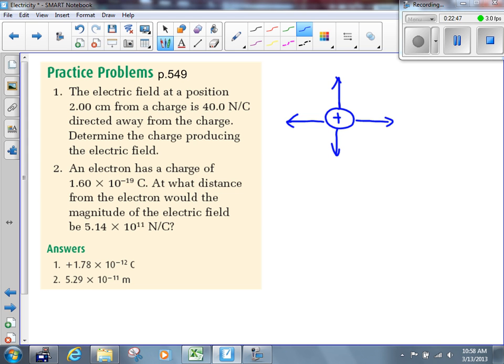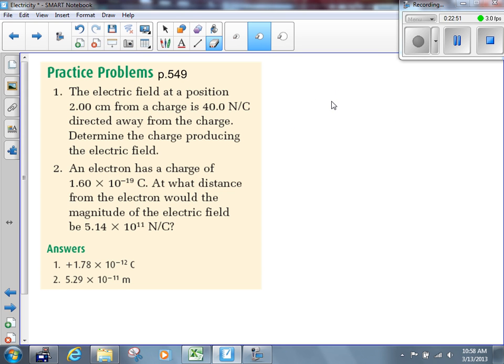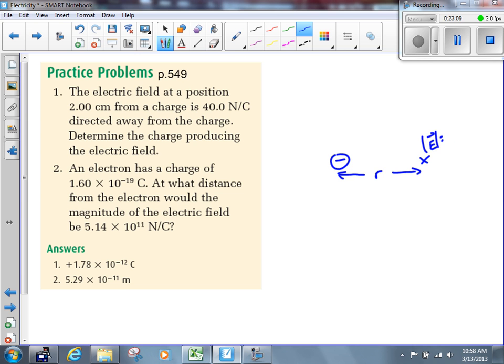Number 2. An electron has a charge of 1.6 times 10 to the minus 19 coulombs. At what distance from the electron would the magnitude of the field be that value? Here's my electron. The field strength over here, a certain distance r away from the electron, is 5.14 times 10 to the 11 newtons per coulomb.